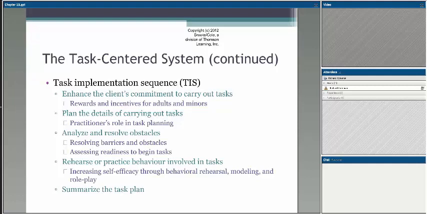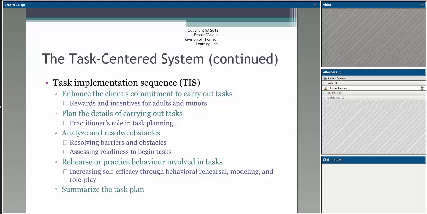So when we think about task-centered, again, it's about looking at those particular tasks that we want folks to be involved in. So plan the details of carrying out that task. What is that going to look like for you in that day? What are you going to do to be okay at school?